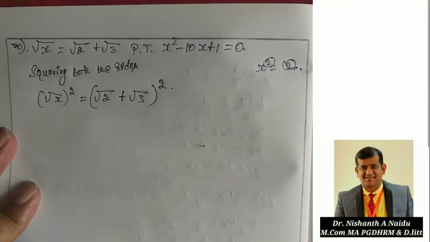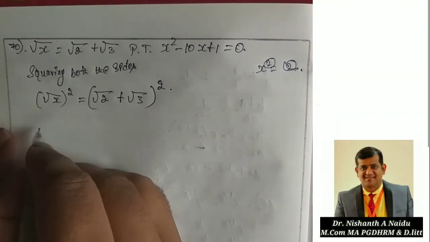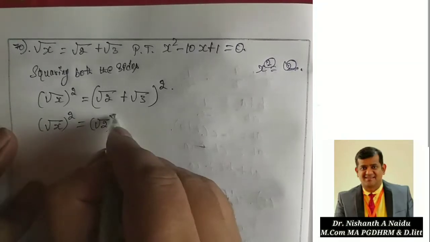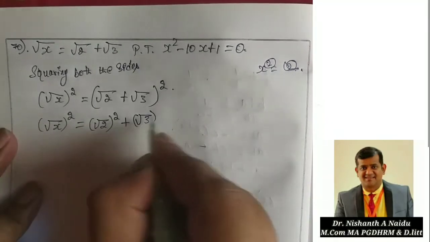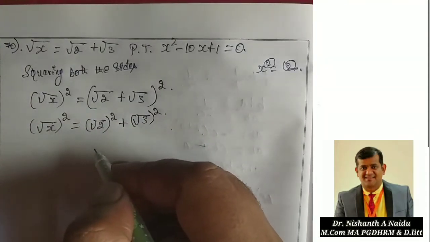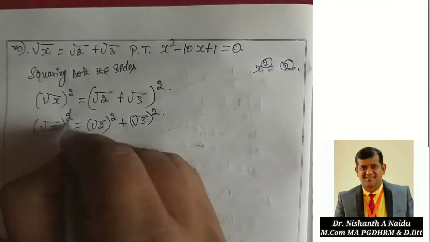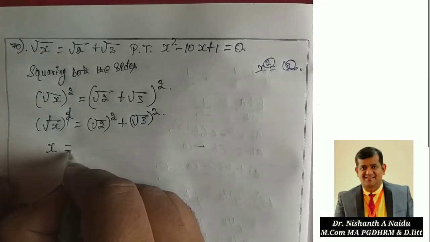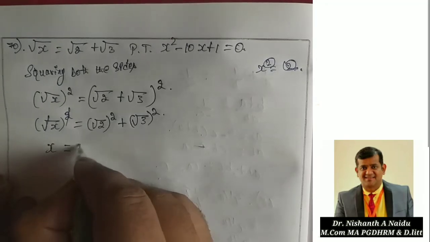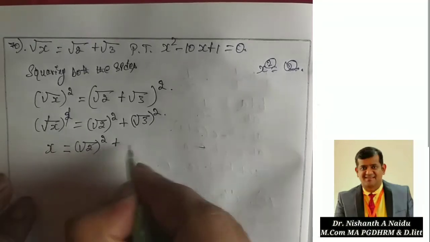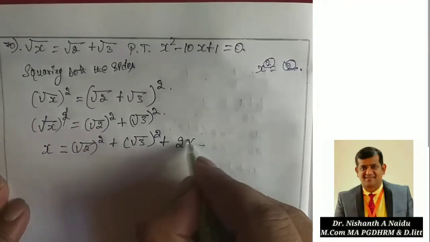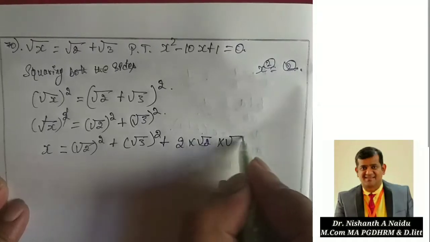So in the first equation, what I am doing, I will write this: root x whole power 2 equals root 2 whole power 2 plus root 3 whole power 2. So clear? Any doubt? The 2 and root get cancelled. So x equals root 2 whole power 2 plus root 3 whole power 2 plus 2 into root 2 into root 3.